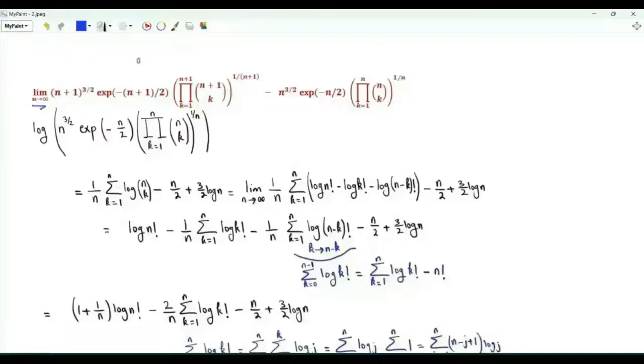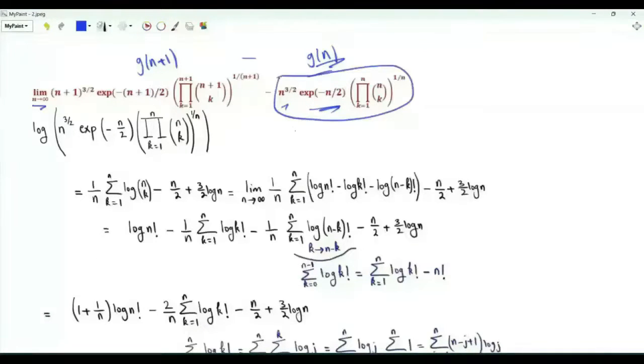The second limit is the limit as n tends to infinity of g of n plus 1 minus g of n, where g of n is n to the power 3 over 2, e to the minus n over 2, the nth root of the product k from 1 to n of n choose k. We need first to investigate how g of n behaves asymptotically as n becomes very large.